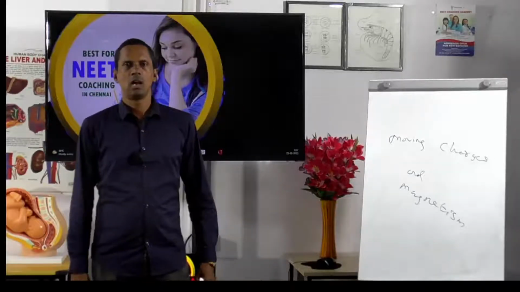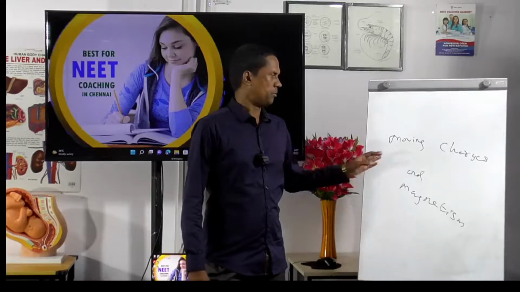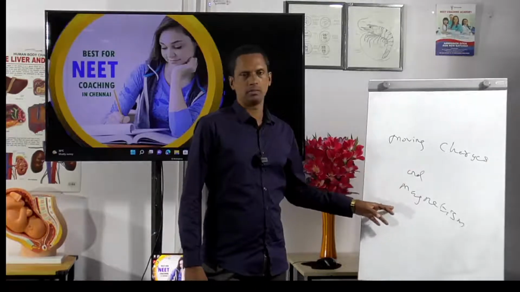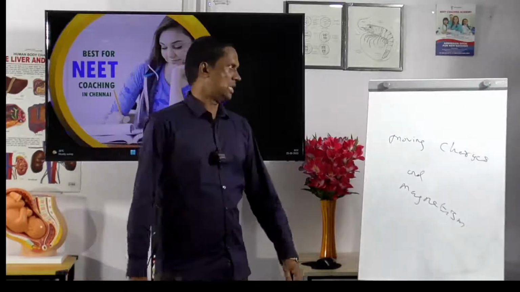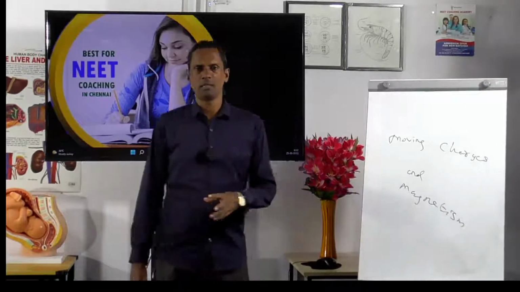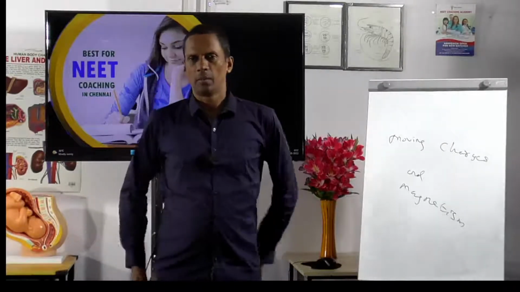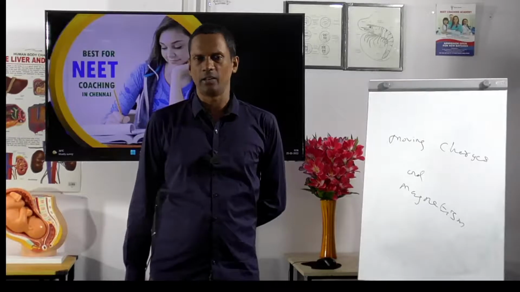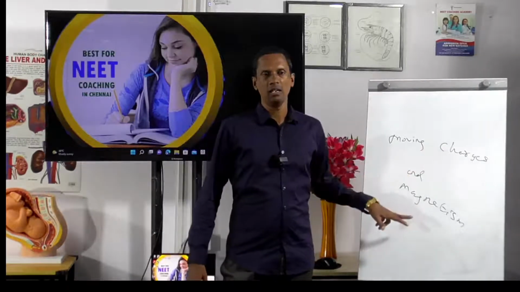Good day, students. Now we are going to see one important chapter in physics, moving charges and magnetism. First we will go for magnetism. The moment magnetism comes to your mind, it is a magnet, because magnetism is produced by the magnet. Everybody knows that. Now, the correlation between moving charge and magnetism.